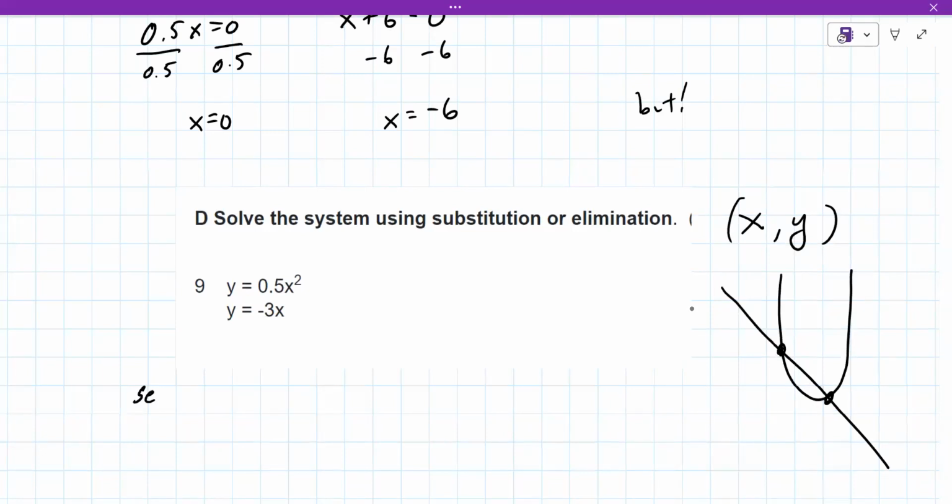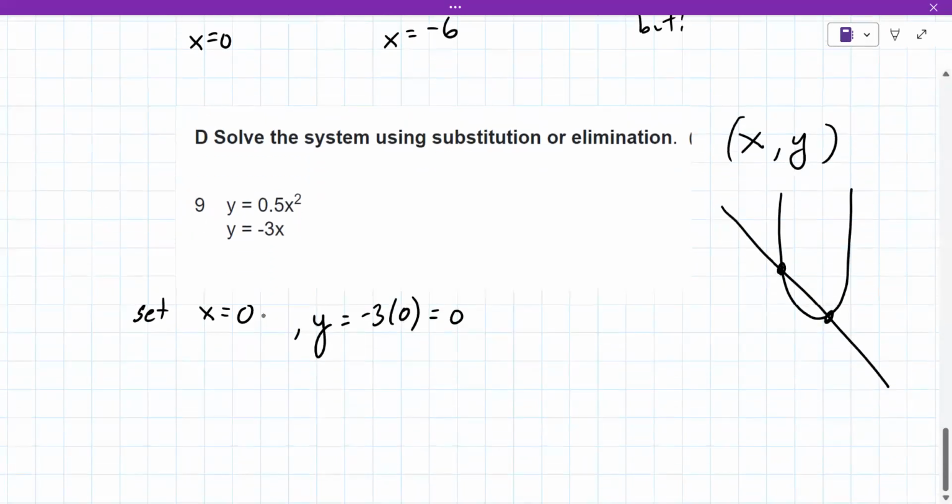So you say, okay, set x equal to 0. To find y, you have to use one of the equations, just like we did before. Let's use the second one, it's a little bit easier. It's -3 times 0, which is 0. So your first ordered pair is 0, 0. Is that all right? Yeah.